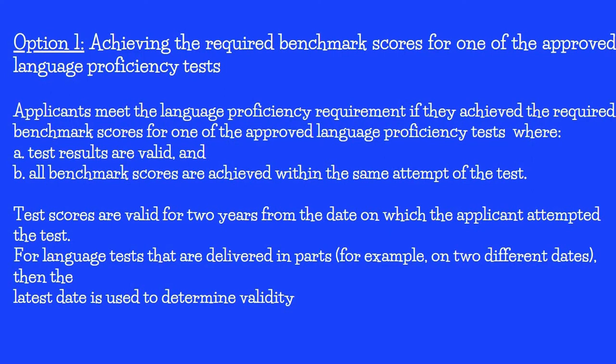And how much is the band requirement for each of the language tests? I've told you in my previous video, that is the language requirement for NNAS, right? I've given the link of that video in the description box. So the applicants meet the language proficiency requirement if they have achieved the required benchmark for one of the approved language proficiency tests, and these should be valid. That is, the benchmark scores should be achieved within a single attempt. For all the four, that is speaking, listening, reading, writing, they have to achieve the required band score in one single attempt, and the test should be valid. That means it should be taken within the previous 2 years, right?